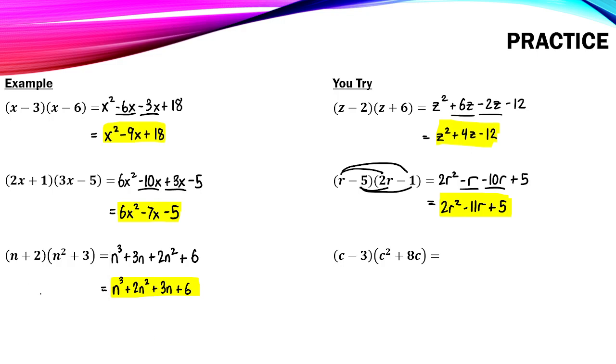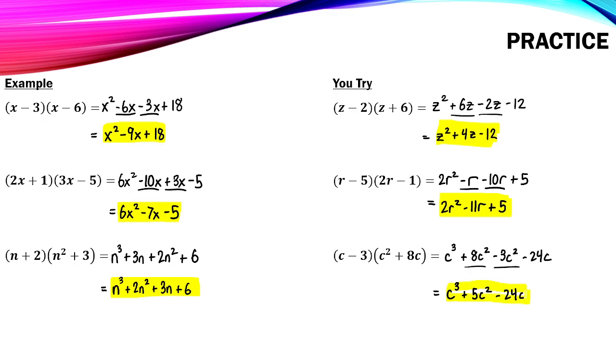Last but not least, the third one. I'll let you guys decide which way you do it. I'm just going to go through this one quickly just to save us some time. So using either method, you should end up with c to the power of 3 plus 8c squared minus 3c squared minus 24c. And looking here, it looks like we could combine the c squareds together, the 8c squared and the negative 3c squared. So once we do that, we should end up with c to the power of 3 plus 5c squared minus 24c. So this one would be our answer for the third one.